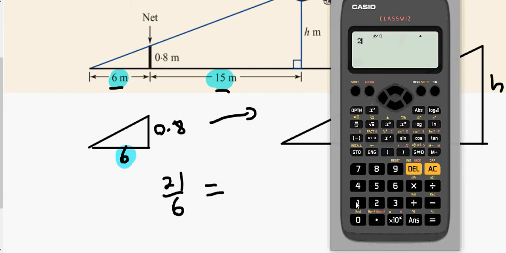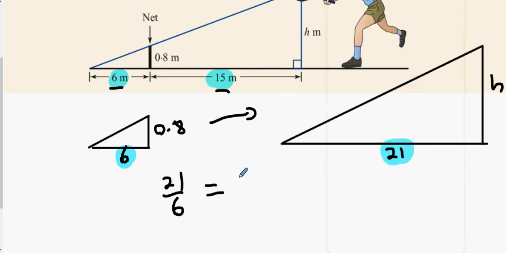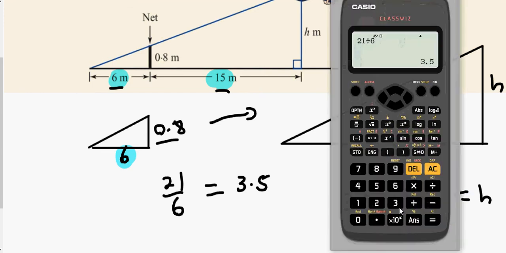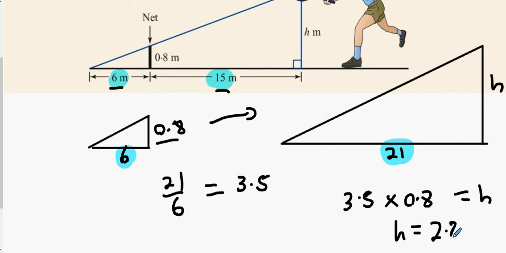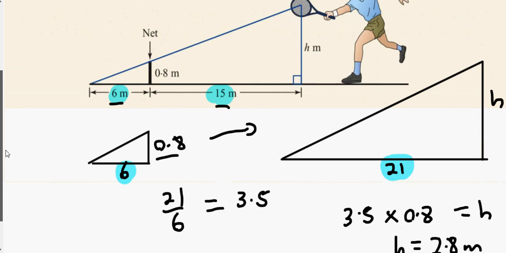We'll find out now. Yeah, it is 3.5. Okay, and then you multiply 0.8 by 3.5 to give you the H value, and 3.5 multiplied by 0.8 is 2.8 meters. H equals 2.8 meters. Okay, that's question 7 done.